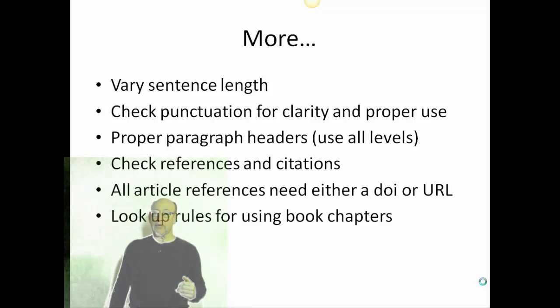Check your references and citations. They all have to be right. And a common thing I find is that students forget you have to have a DOI or a URL for every journal article reference. So if you don't have those, go back and find them. You have to do that. Another common problem is a chapter in a book. Those are not like a normal book, so I'd suggest you review the rules so you know how that should look. It's a little bit different.